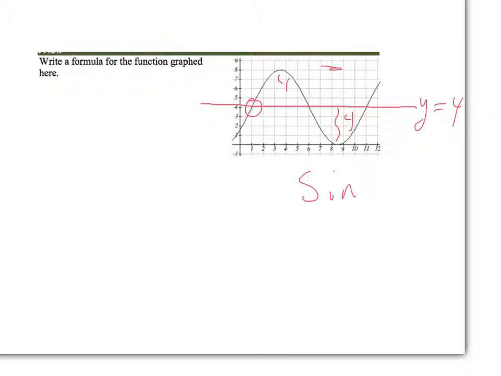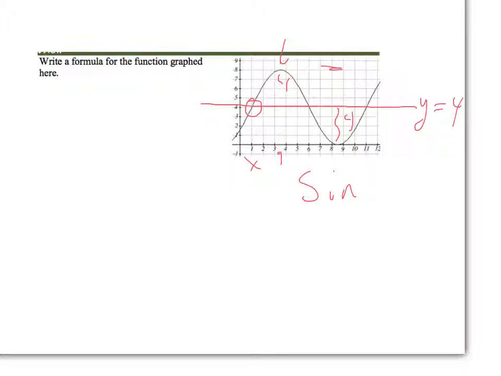I could use a cosine, but you see how that is kind of halfway in between, and I guess I could say it's been shifted right 3.5, but I don't know that for sure. I do know it's hitting at 1, at x equals 1. Alright, what else do I know? I guess I've got to figure the period out.